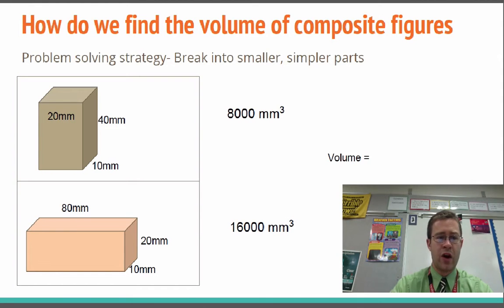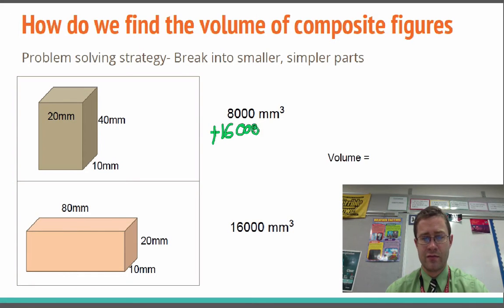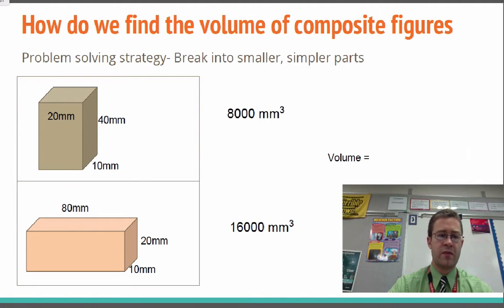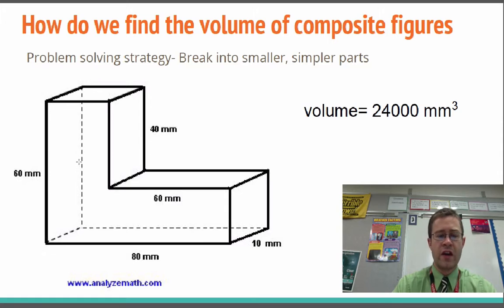What we're going to do then is add those together. Remember, we're taking those parts and we're adding them together. So 8,000 plus our 16,000 is going to give us a volume of 24,000 millimeters cubed. So what that tells me is that this whole figure here with A on the top and B on the bottom, when I calculate them and smash them together, the sum of their volumes, I get 24,000 cubic millimeters.